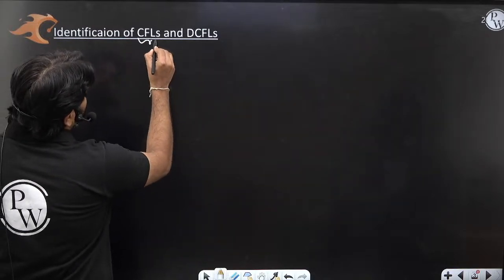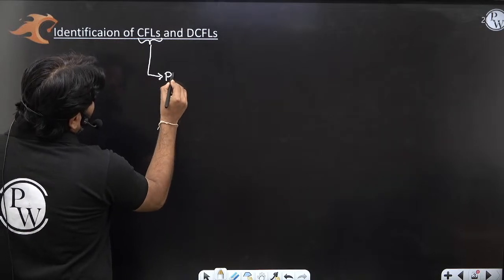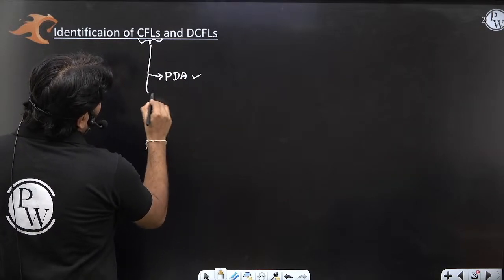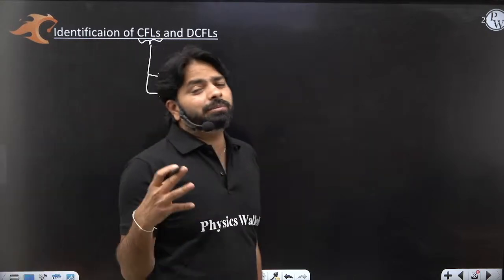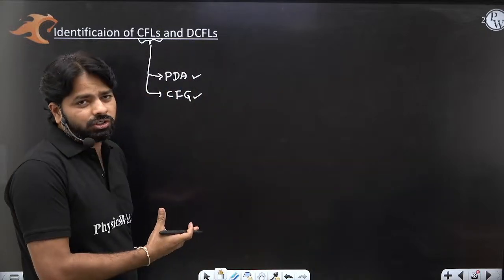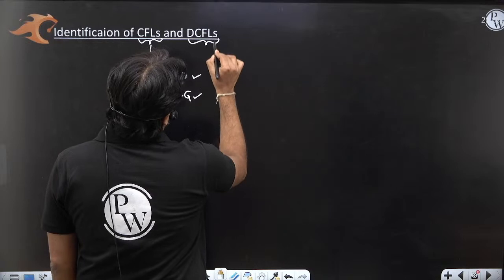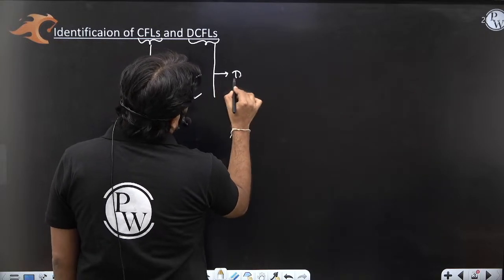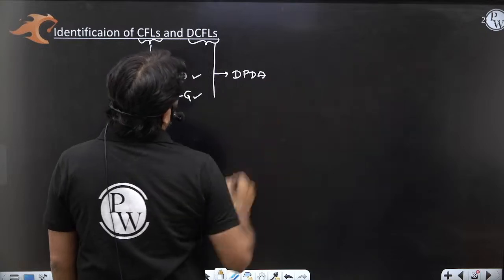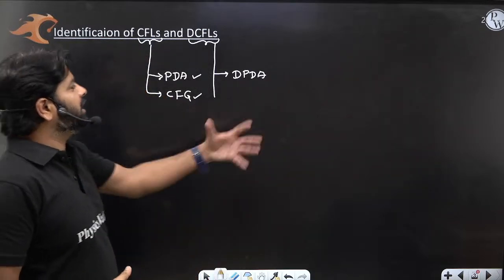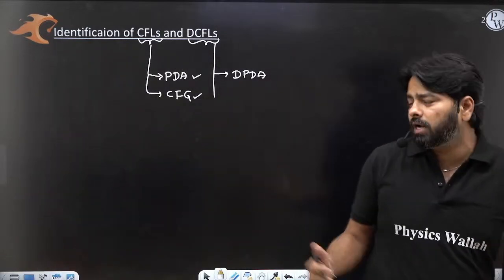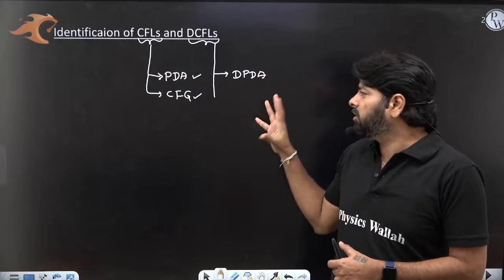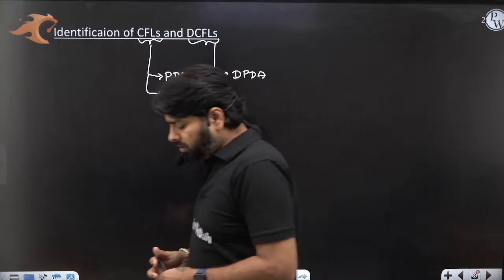Basically, how do we identify CFLs and DCFLs? For a CFL, you should know that either a PDA exists or a context-free grammar exists. But for that, you should understand the non-deterministic behavior of the language or machine. And for DCFLs, you should know there is a deterministic PDA. In compilers you have the LR grammars, but we don't take any kind of grammar to understand DCFLs except the knowledge of the deterministic PDA.